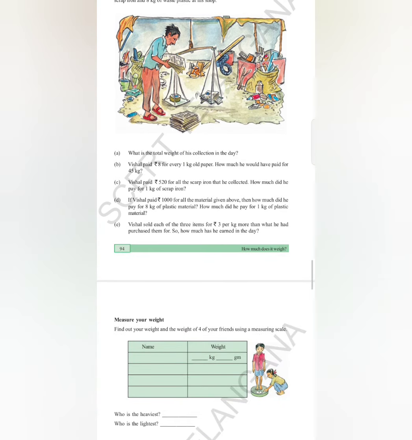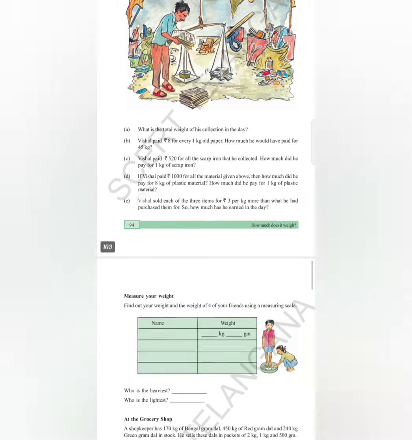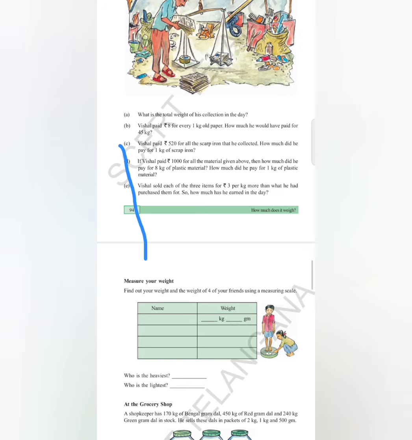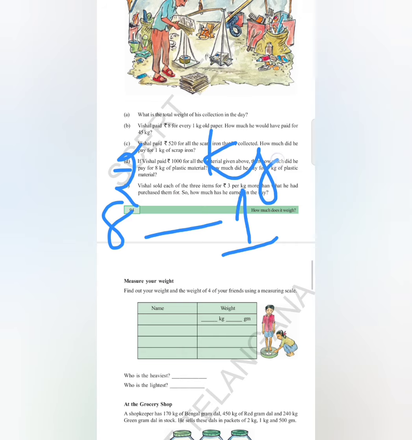Vishal paid rupees 8 for every 1 kg of old paper. Okay, now 8 rupees is paid for 1 kg of old newspaper. It is given. Now what is it asking us? How much would he have paid for 45 kg?